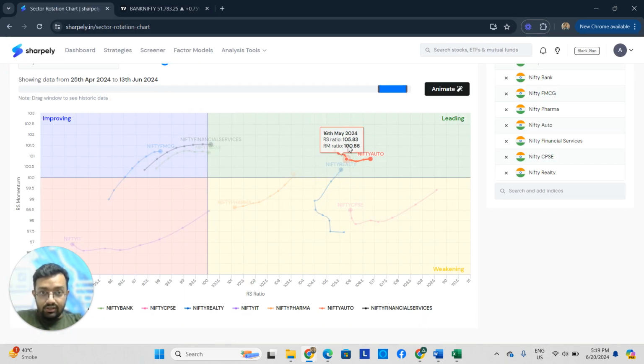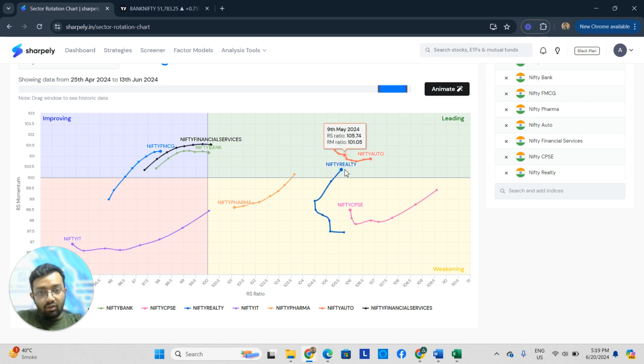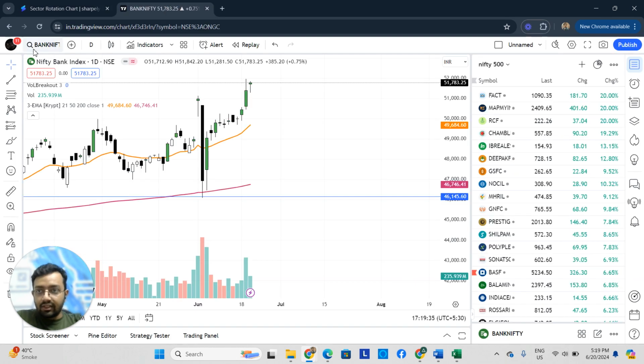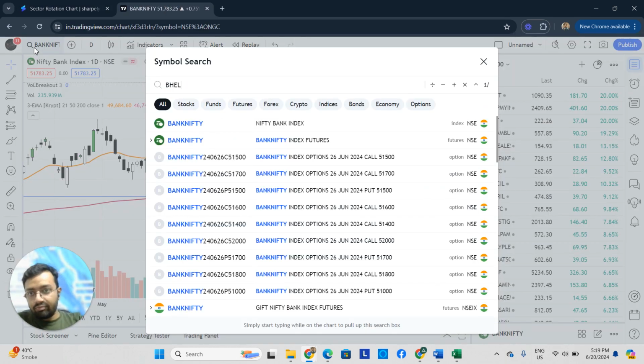And as you can see right now, auto stocks, realty stocks, Nifty Bank and so banking and financial services stocks are entering into leading zone. Auto and realty are already strong. These PSU stocks currently have strong relative strength, but now momentum is decreasing. And you can look at any of the charts. Let's look at the chart of PALE.